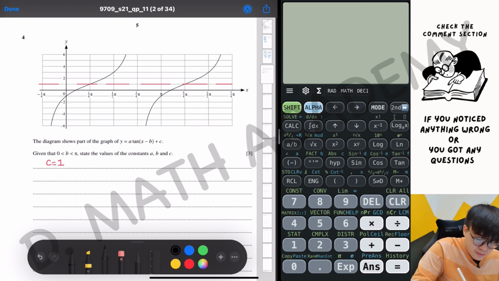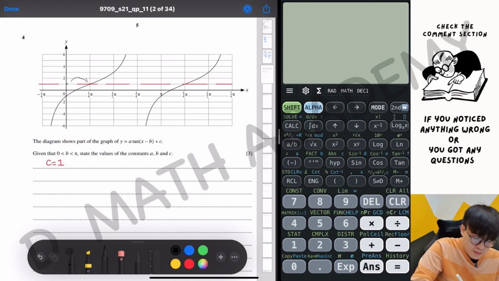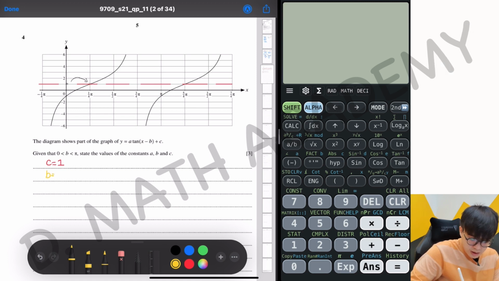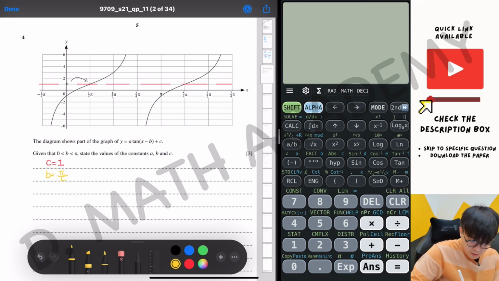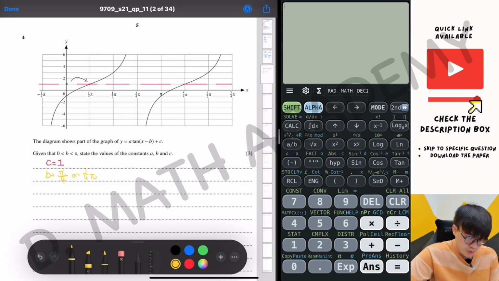So the graph was supposed to start from this point if it's only vertically translated, but since then it was being transferred to here. So from this you will know that your b's value is actually pi over 4, or if you want to write it, you can write it as 1 over 4 pi, up to you.